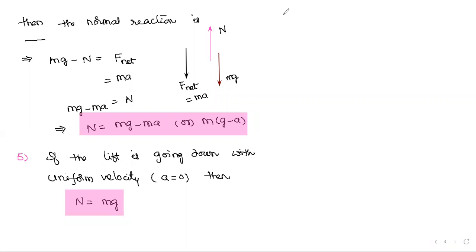Suppose here they ask, like the sixth point, the lift is falling freely. A lift or platform is falling freely. Okay, all right. Here you can see in amusement parks, they try to keep you on a sofa seat, and then they try to bring you downwards, and suddenly they leave, which means you fall freely. At that time, what will be the normal reaction?